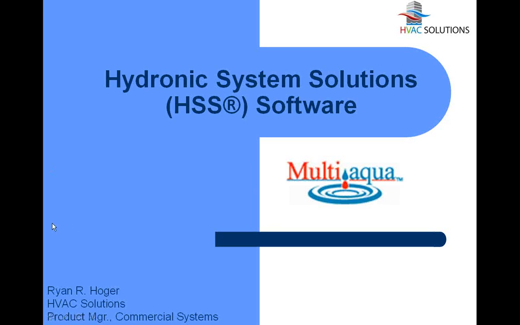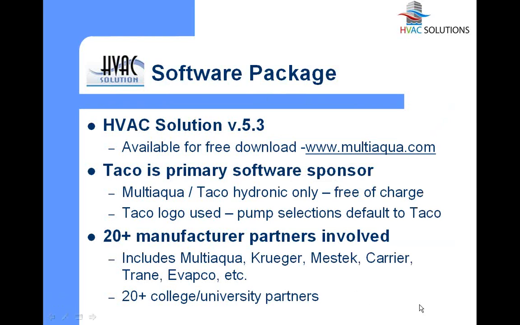But the software is called Hydronic System Solution Software, HSS. Our connection to it at TEC here is that we use it through the Multi-Aqua Group, which is our small chiller and fan coil supplier. They offer the software free for download off their website, which I'll show you in a second. Several other manufacturers do the same thing. The current version of the software is version 5.3.